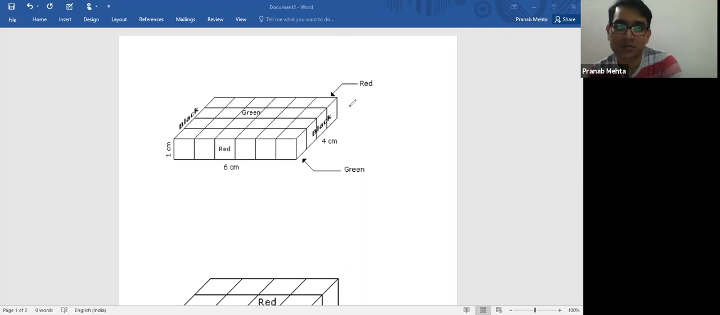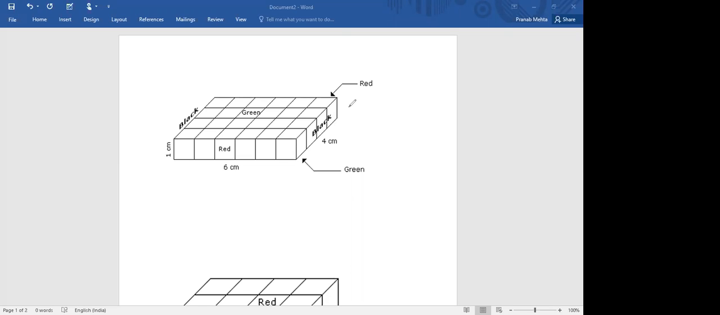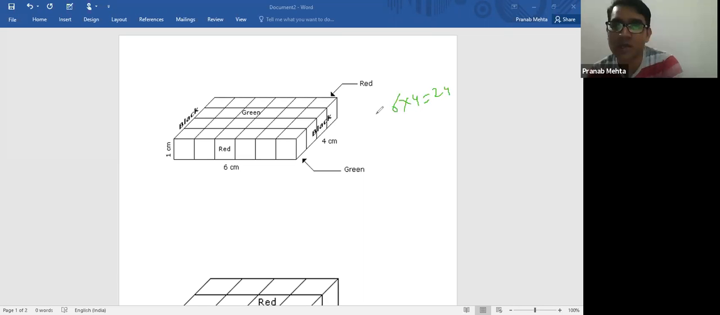Sir, the cubes in the corner that have black and green will be multiplied into 2, and then that will be subtracted from the whole number of cubes, that is 24. That's how I did it. Yes. So total 6 into 4 is 24 cubes. That is a good idea. Altogether 24 cubes are there. All of you agree with this?